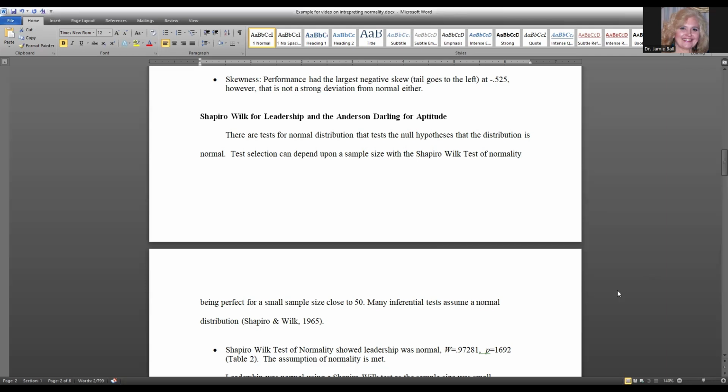Okay, the reason we often want to test for normality is that lots of statistical tests will assume a normal distribution. So you always look before you run that test if there's a violation of normality, because if the assumption of normality is not met, we might select a different test. Okay, so let me show you first how to run the test in JASP.